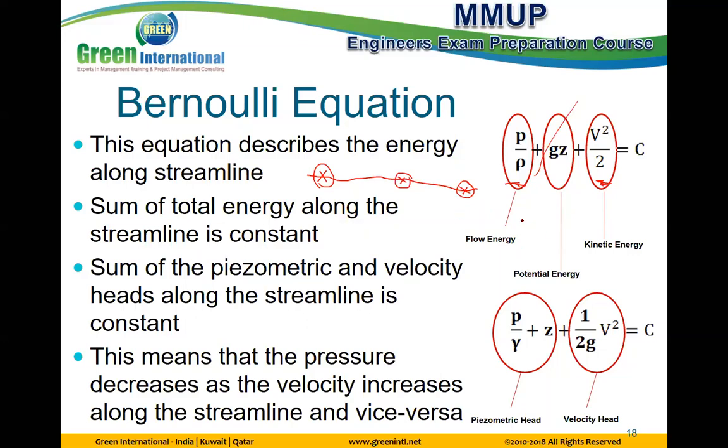We present here this Bernoulli equation in different forms. What's the meaning of different forms? Different forms according to units. For example, I can represent the Bernoulli equation in energy form like this: flow energy plus potential energy plus kinetic energy.